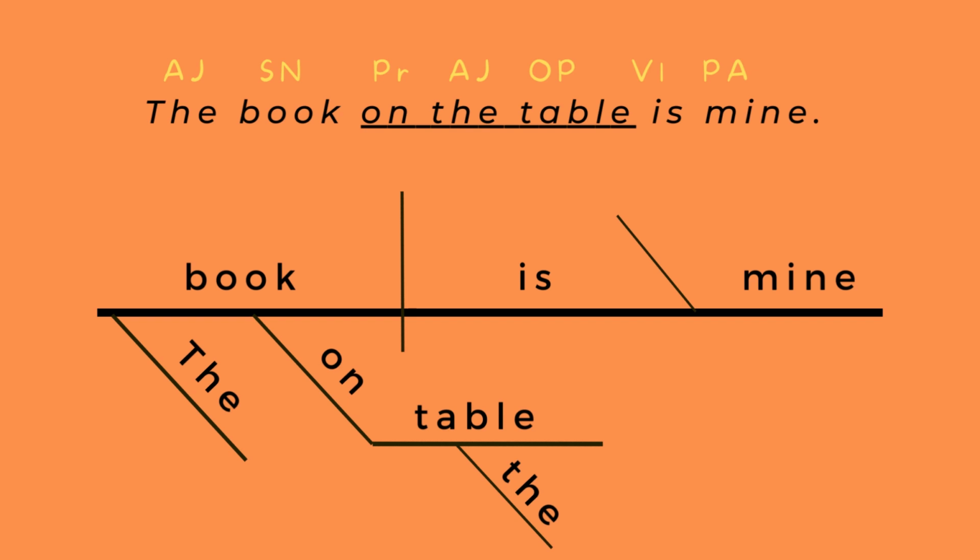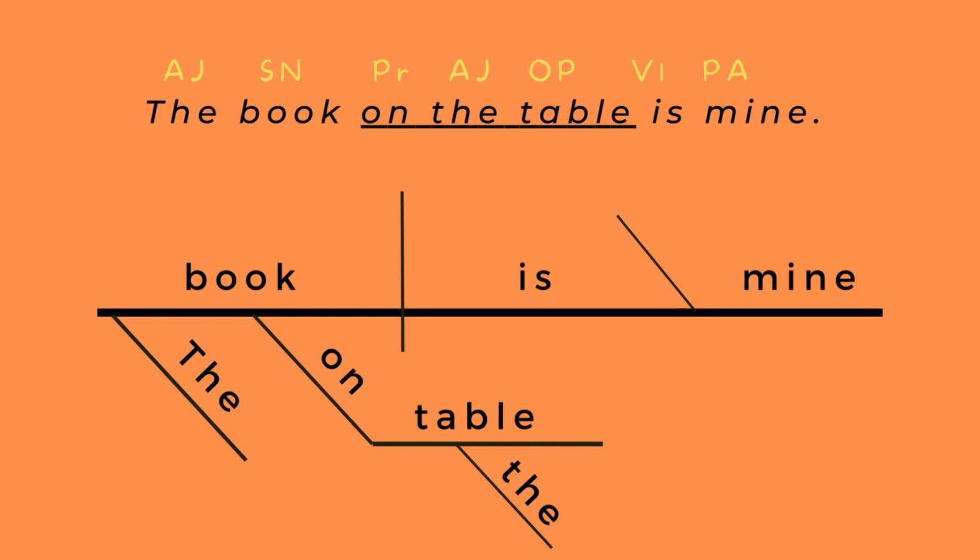Now we start adding our modifiers to our diagram, and our first one we see is the. The is describing book, right? It's modifying what book? The book. It's also the first word in our sentence. So we're going to place our little diagonal line underneath the book, and we're going to write the word the. And now we have placed our first modifier.